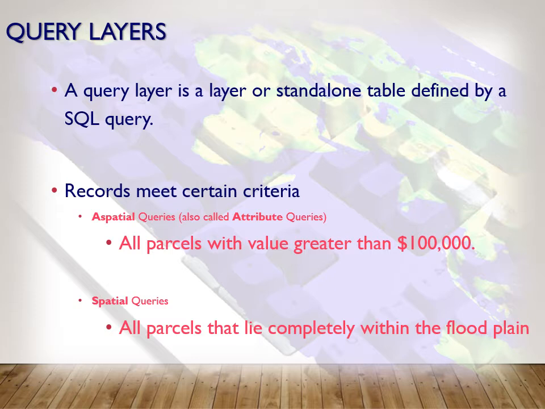So we look into attribute queries, basically stuff that comes out of the table. How many parcels have a value greater than 100,000? Here in Los Angeles, I'm sure a lot of them are much greater than 100,000. Or we could say a spatial query, like, is my house in a floodplain? I would definitely want to know that.